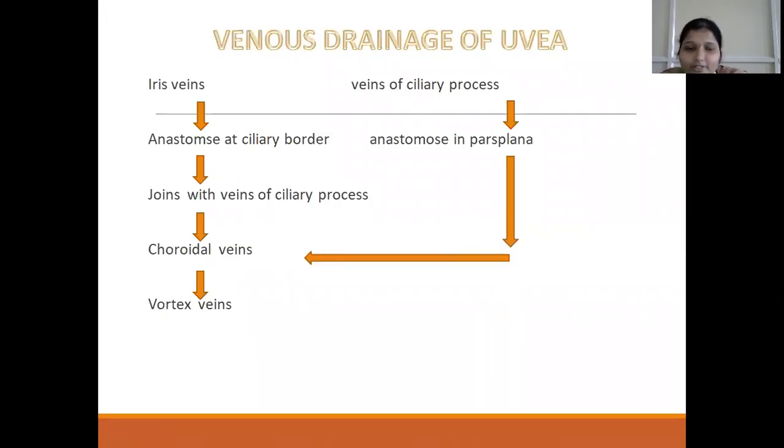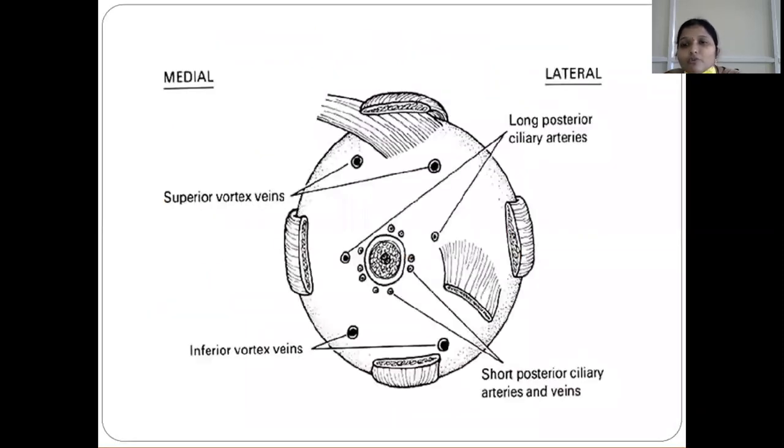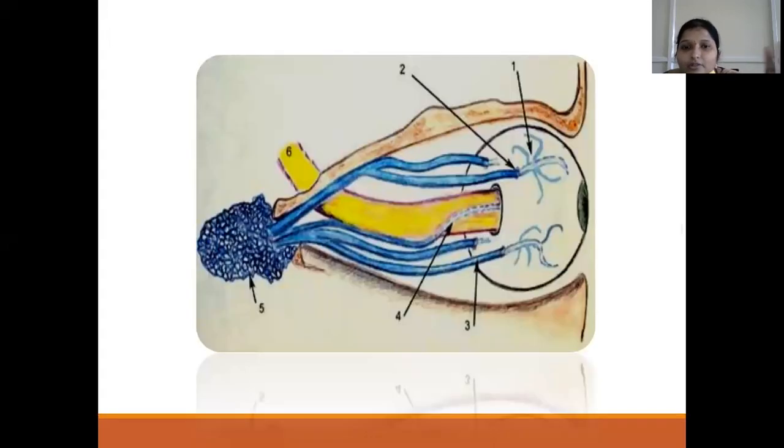Coming to the venous drainage. The iris veins as well as those of the ciliary veins, they anastomose at the ciliary body. They join with the veins of the ciliary process and then they drain into the choroidal veins, which again drain into the vortex veins. So there are 4 vortex veins: superotemporal, superonasal and inferotemporal, inferonasal. The superotemporal and superonasal veins join into the superior ophthalmic vein. The inferotemporal and inferonasal join into the inferior ophthalmic vein. Again, both ophthalmic veins drain into the cavernous sinus.